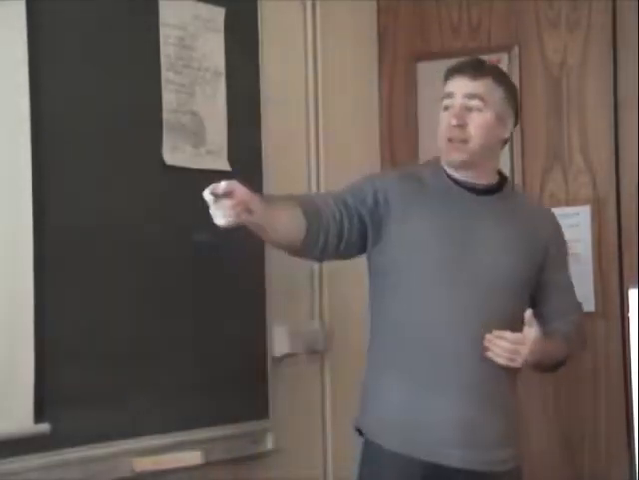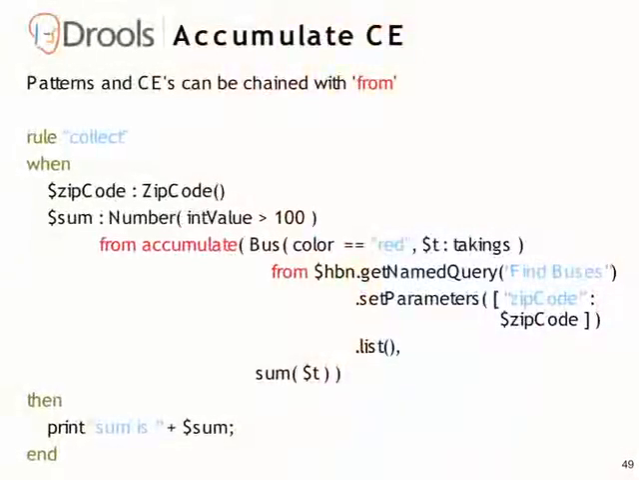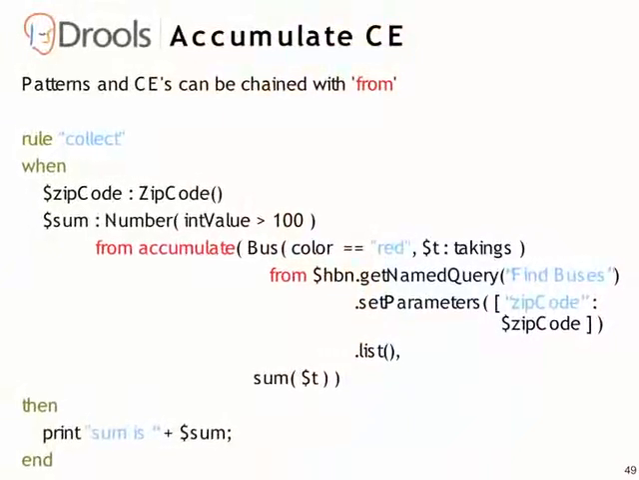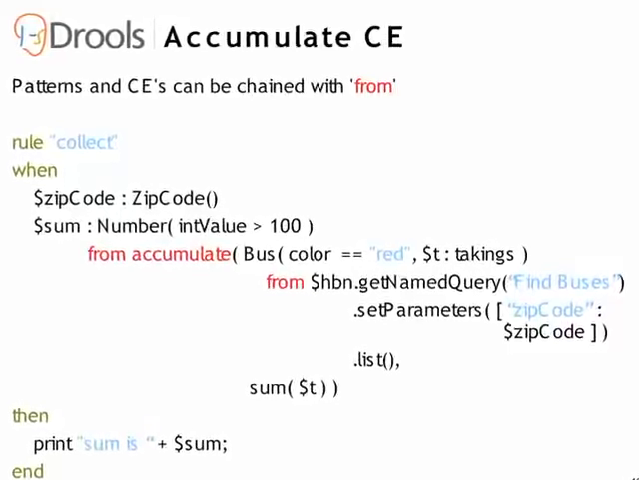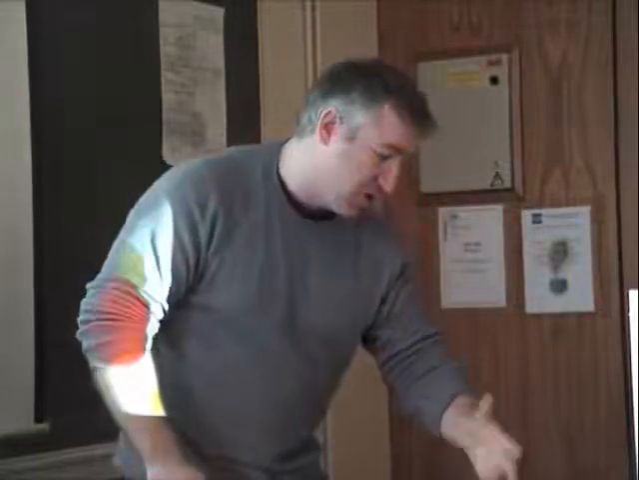So this is quite a complex example that's showing how we can combine stuff that's in the working memory along with stuff that's from a Hibernate named query, all aggregated by the accumulation, using a more functional approach to programming. I won't go into the details of it now, just so you know it's there.